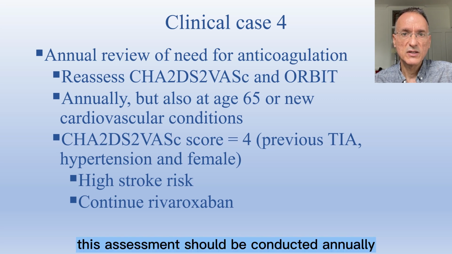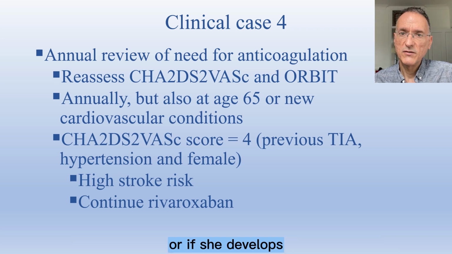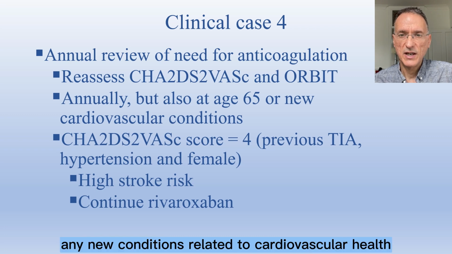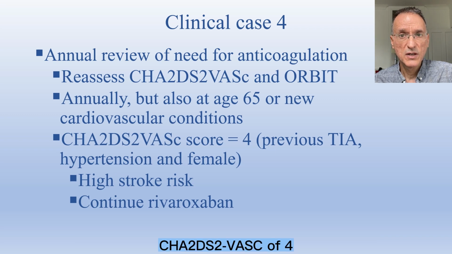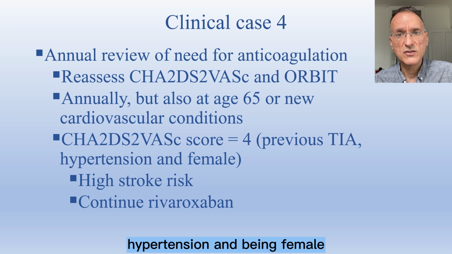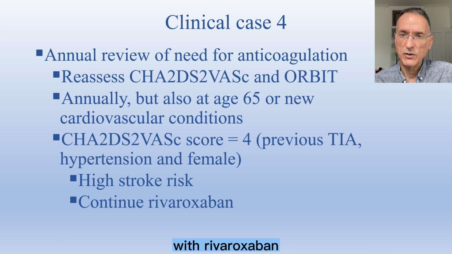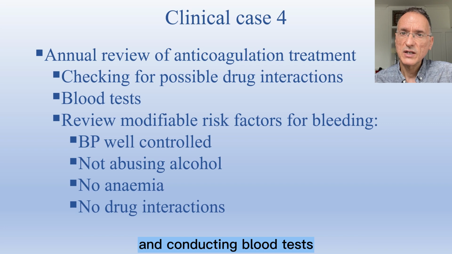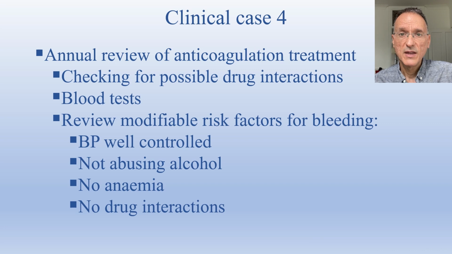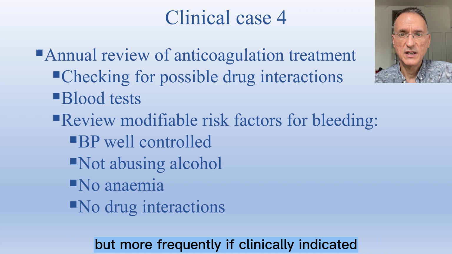These assessments should be conducted annually, but particularly when she reaches the age of 65 or if she develops any new conditions related to cardiovascular health. As Sarah already has a high stroke risk with a CHA2DS2-VASc score of 4 because of her previous TIA, hypertension and being female, she should continue her anticoagulation treatment with rivaroxaban. We should monitor it, checking for possible new drug interactions and conducting blood tests, including a full blood count, liver and renal function tests. These assessments should occur at least annually, but more frequently if clinically indicated.